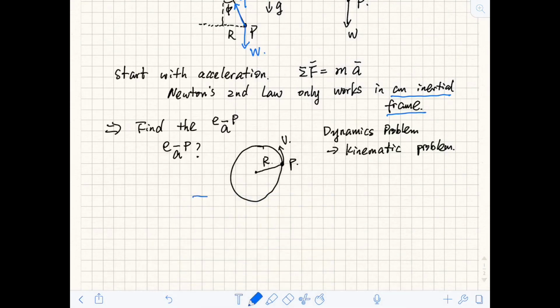Okay, so let's mark the inertial frame as E1, E2, and E3. And we have a rotating frame that's rotating with the particle. Now we're going back to the simplest type of kinematics, a planar rotation with just one rotation.